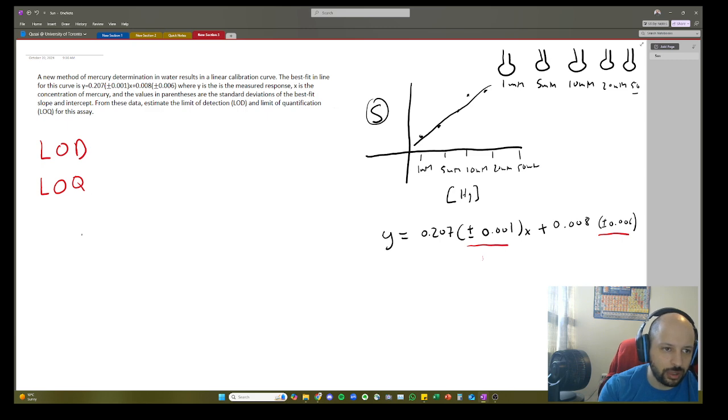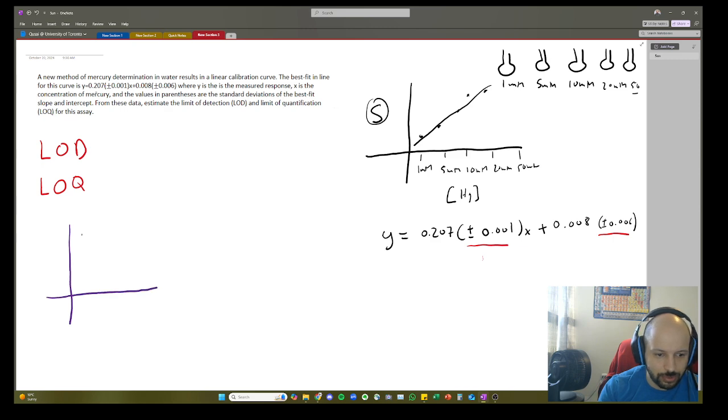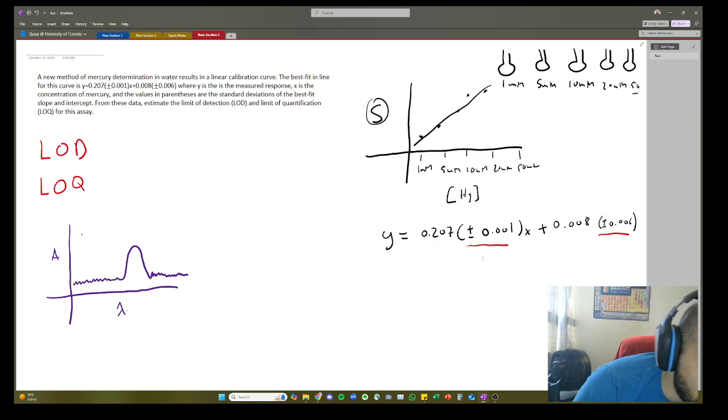This is a different graph, so I'll use a different color as well. Let's say we're running an absorbance spectrum, where we're measuring the absorbance at all wavelengths. You'll do this sometimes when you don't know the absorbance of your analyte and you want to detect it. Sometimes you'll get something like this where there's a lot of noise, and then at a particular wavelength we get some sort of absorbance, and then we continue with the noise. So our analyte of interest absorbs at this wavelength.